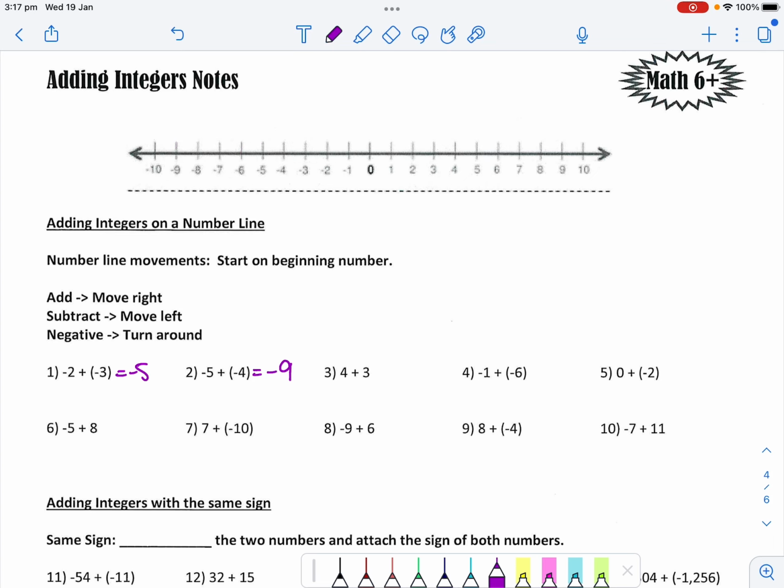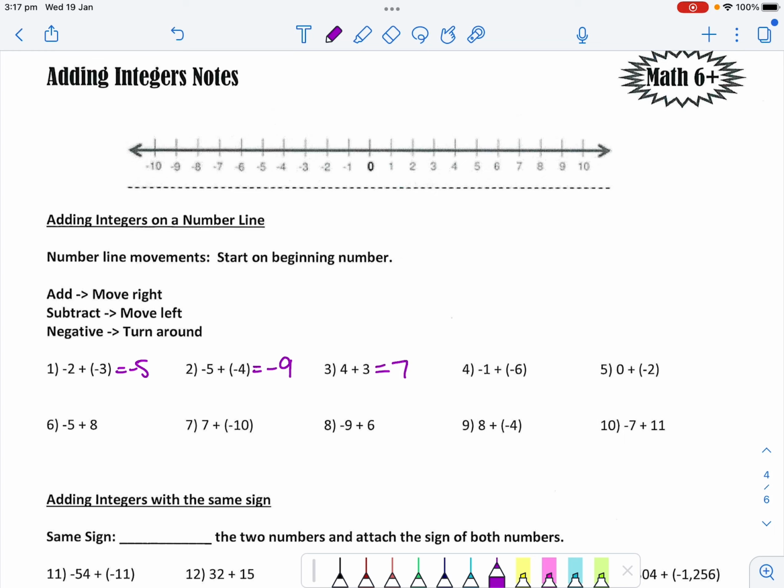For number 3, 4 plus 3 is 7. So I could start at 4 and add 3. 1, 2, 3. For number 4, -1 plus -6. So 1, 2, 3, 4, 5, 6 is going to be -7.